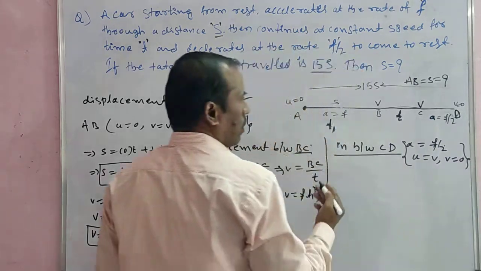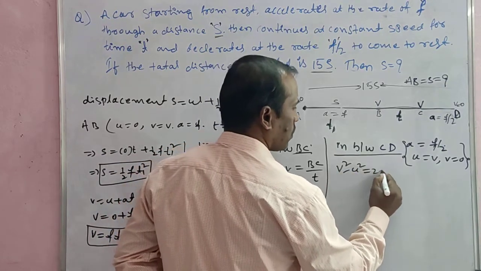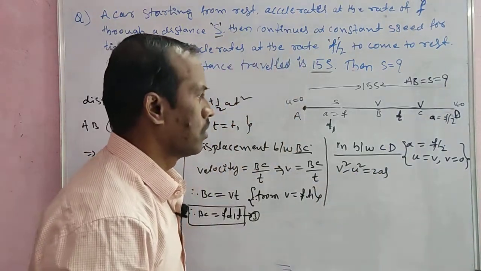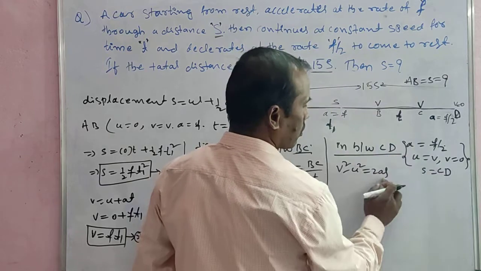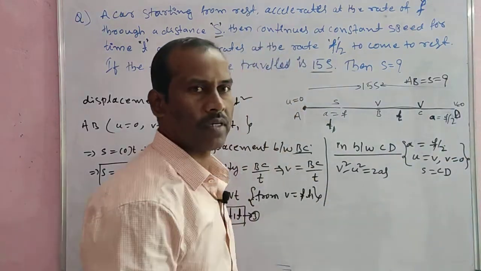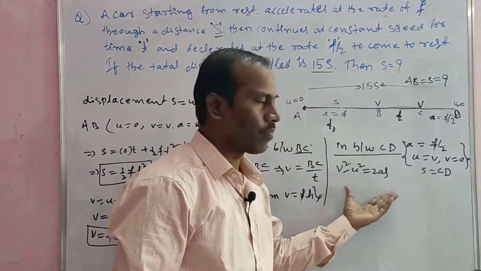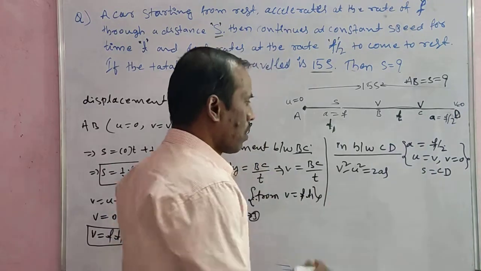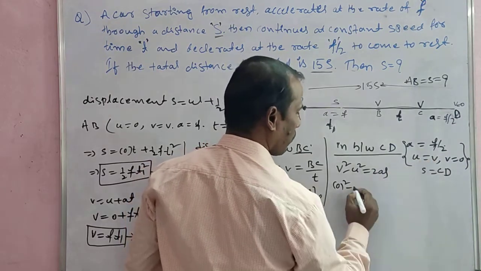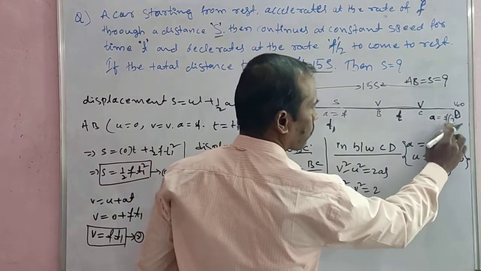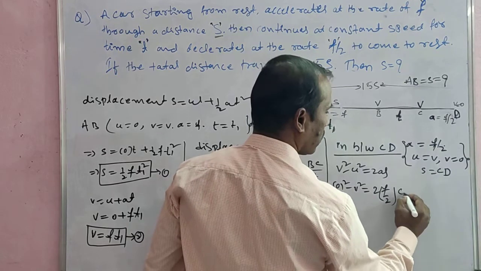Now, from the third kinematic equation, V square minus U square is equal to 2As, here S is equal to CD, the displacement between C and D. Substituting these values into this equation: final velocity is 0, initial velocity U is equal to V, so 0 minus V square is equal to 2 into A, where A is F by 2, and S is equal to CD.